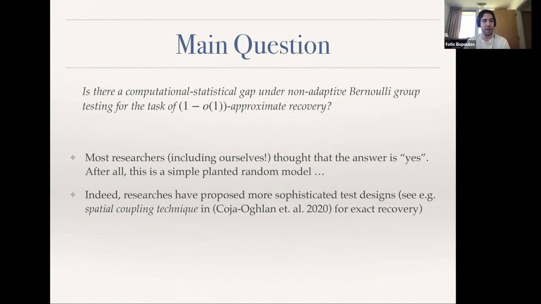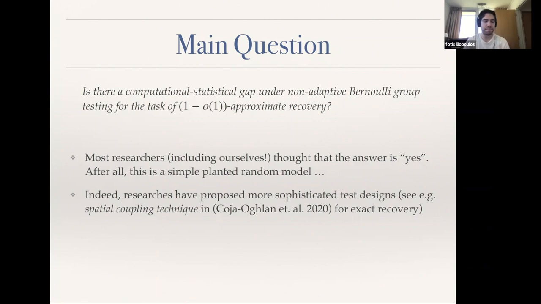And we really thought our goal was to try to prove a phase transition in the solution space of the problem to explain this gap, to rule out this simple test design, to say this is not a good test design. Because this is what people believed, this is what we believed, and indeed, at least for the exact recovery problem, researchers have proposed much more sophisticated test designs that are inspired by the so-called spatial coupling technique from error correcting codes. So these are much more sophisticated random models that achieve the information theoretic bound, but they also provably do not have a gap, at least for exact recovery.